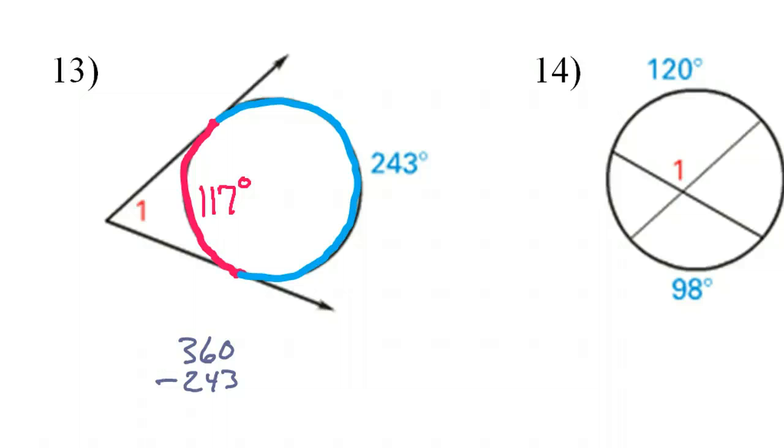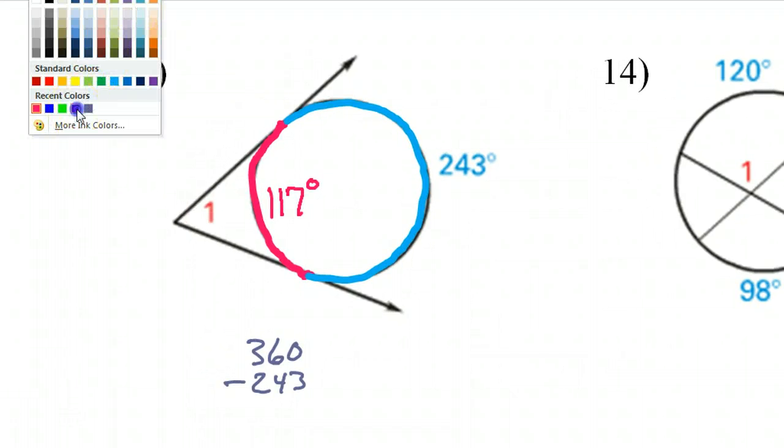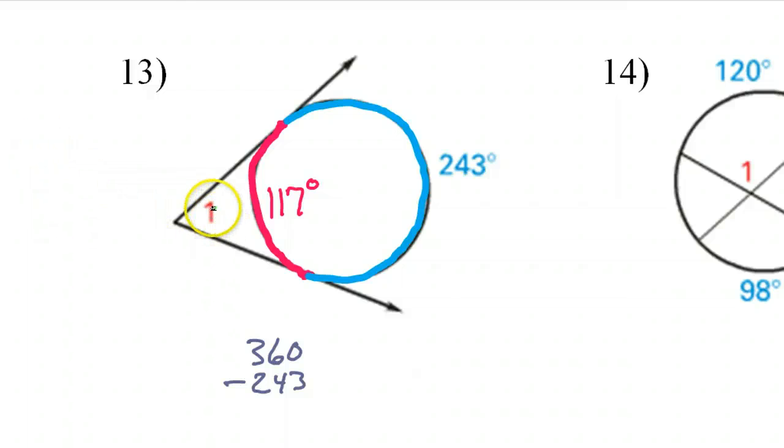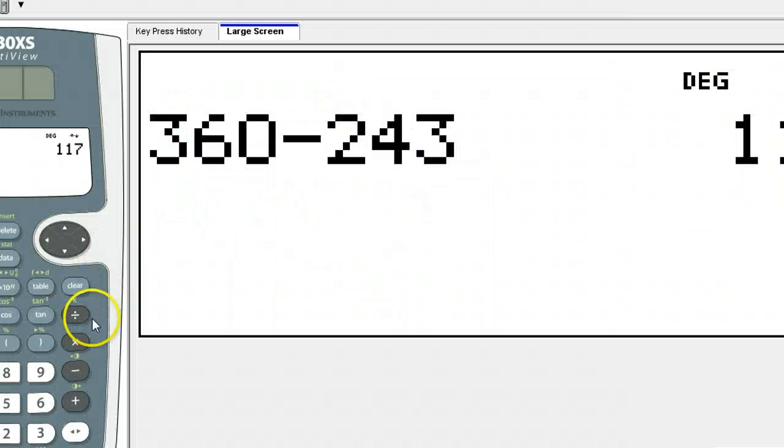So when I use that formula, it's going to be like this then. The angle, and I'm just going to go ahead and call it theta instead of angle 1, because that's what I like to do, but the angle is going to equal the big arc, 243, minus the small arc, divided by 2. Okay, 243, 117.